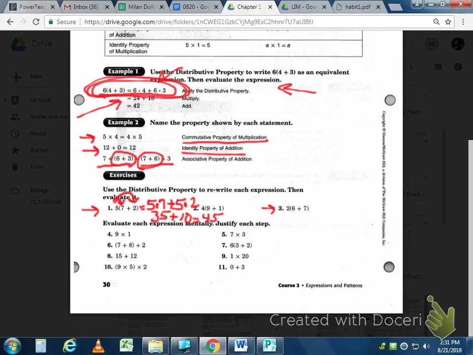Number 3, who wants to try this? 2 times parentheses 6 plus 7. Ava, what is it? 2 times 6 plus 2 times 7. Good. You take 2 times 6 and then 2 times 7. What's 2 times 6, Ava? 12. What's 2 times 7? And then go ahead and add 12 and 14.